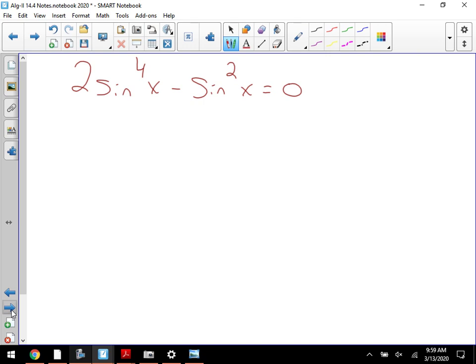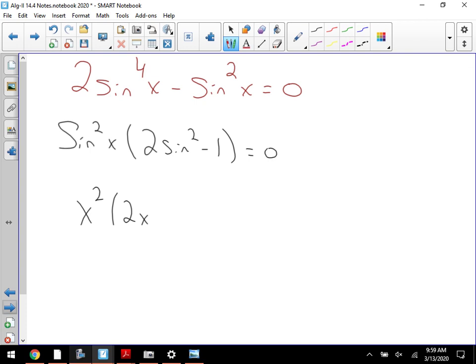I can factor out a sine squared. If I take out a sine squared, I'm left with 2 sine squared x minus 1 is 0. You can divide it as well. If you did that before, you took out an x squared, you had 2x squared minus 1. If you divide out by x squared, what happens to these solutions? They disappear, which you can't do. You have two terms that you can set equal to 0.